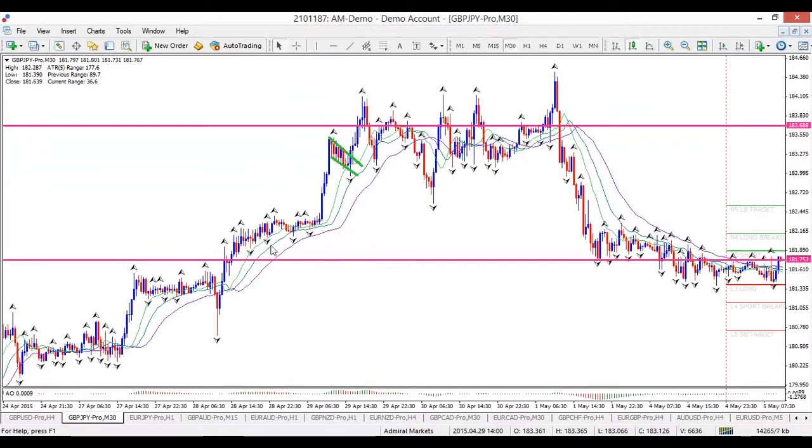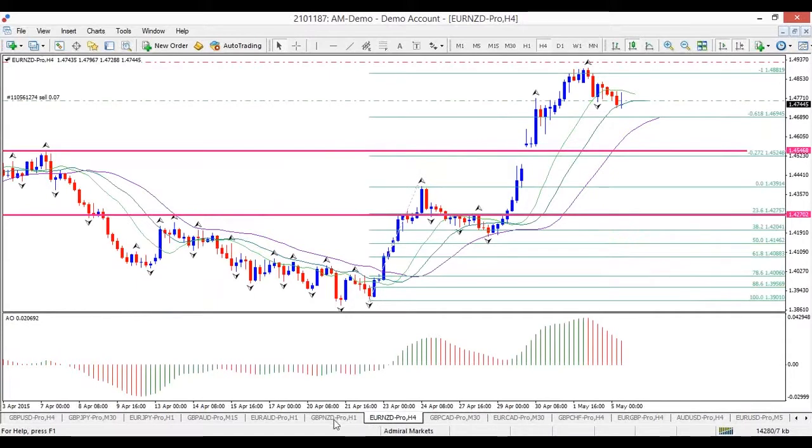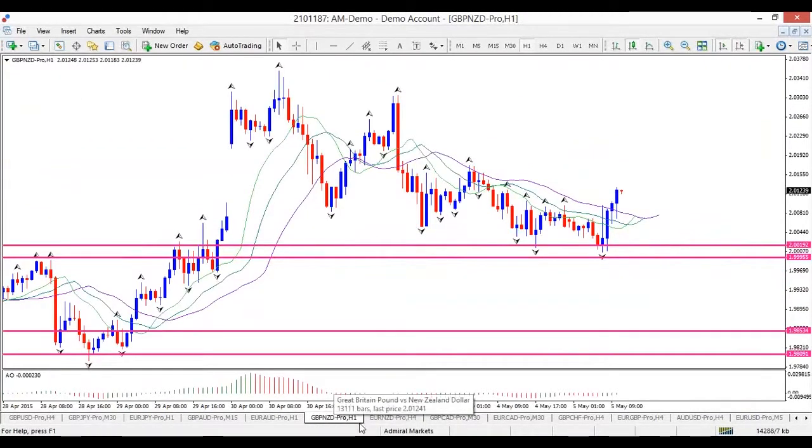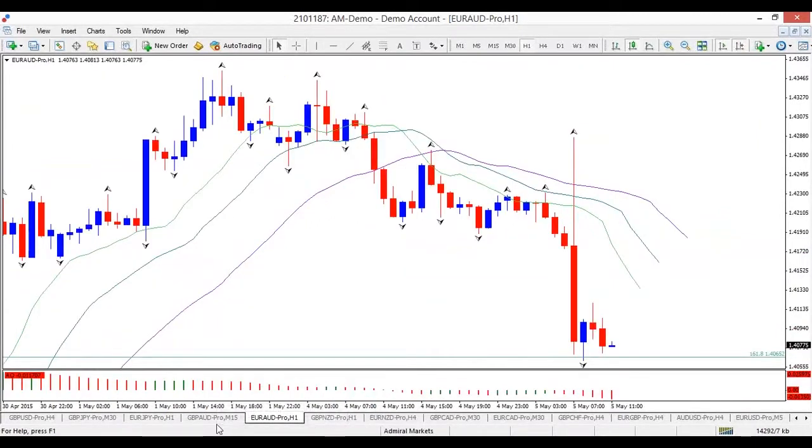The settings for the fractal, I just have the standard fractals. I didn't change them here. Otherwise, this week, let's take a quick look.